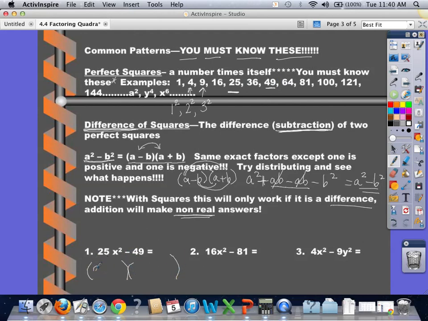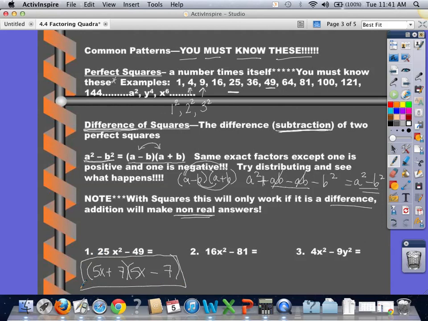to make 5. The square root of 25 is 5 and 5. And then split up your x's. And then square root of 49 is 7. And one's going to be positive and one's going to be negative. And that is how easy factoring difference of squares is.